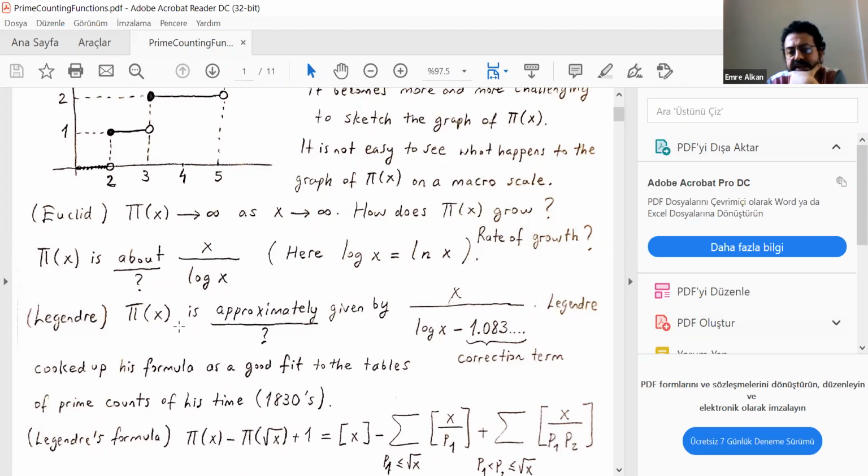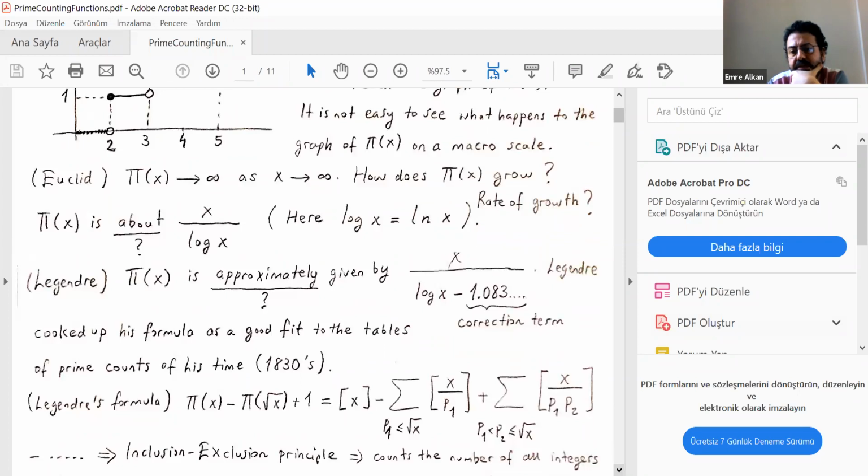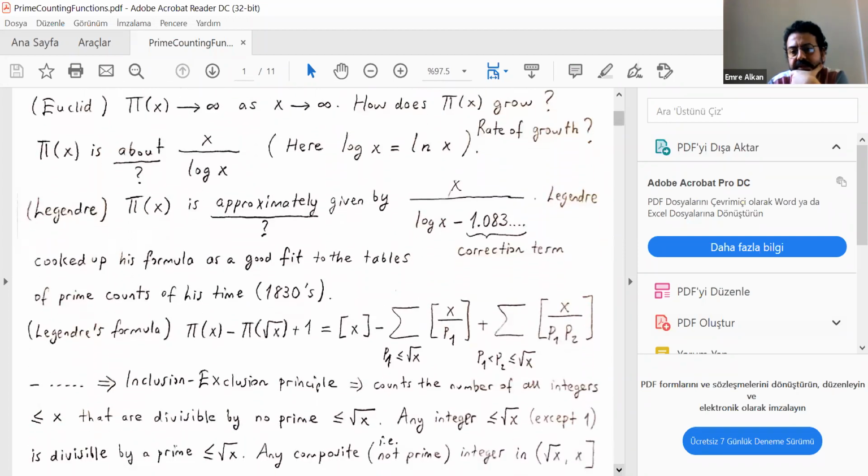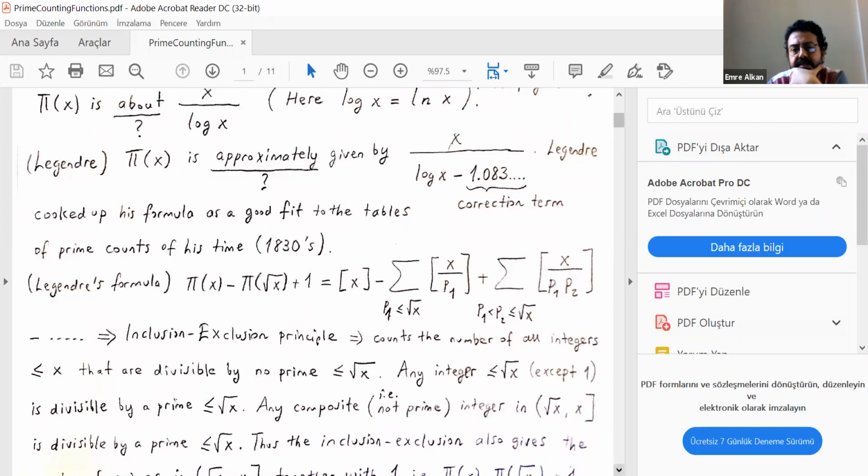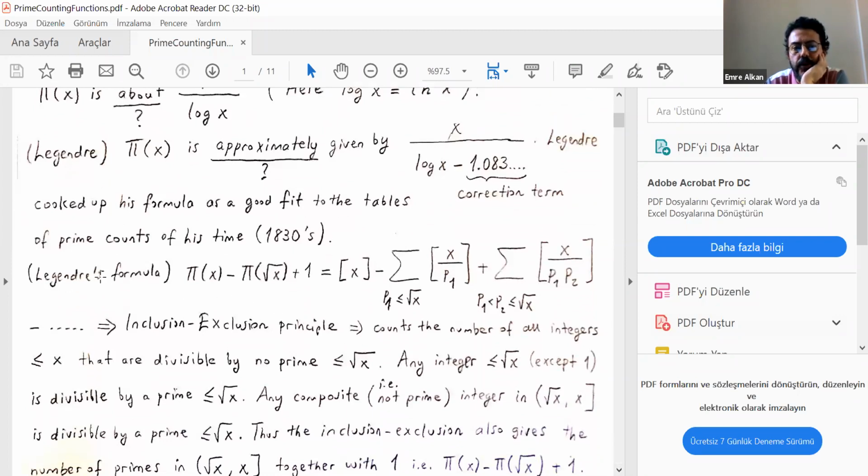But now one can go with an exact formula, so one can get more ambitious. So can we write an exact statement for pi of x? Legendre made an attempt also on that, and he was to some extent successful in this. So I will call this Legendre's formula. Now look at the nature of this formula.